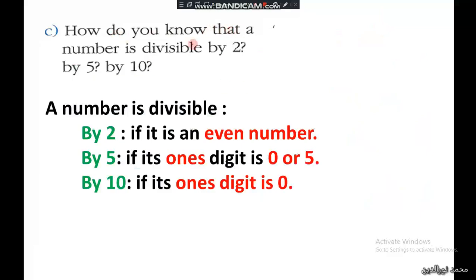How do you know that a number is divisible by 2, 5, and 10? We have to remember the divisibility rules. A number is divisible by 2 if it is an even number, and we remember that an even number has in its ones 0, 2, 4, 6, or 8, which is a multiple of 2. And a number is divisible by 5 if its ones digit is 0 or 5. And a number is divisible by 10 if its ones digit is 0.